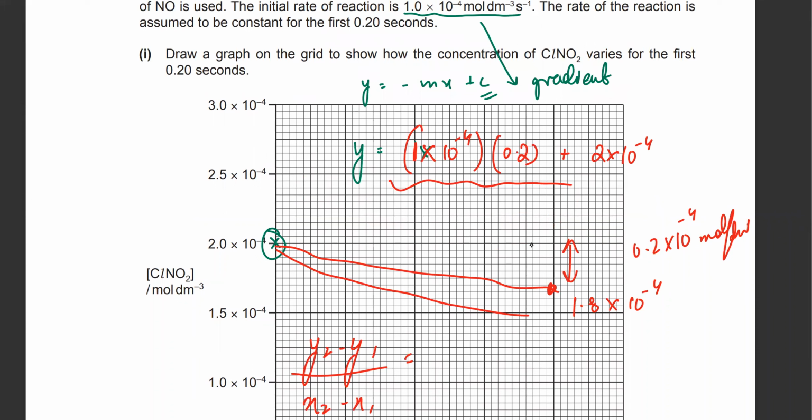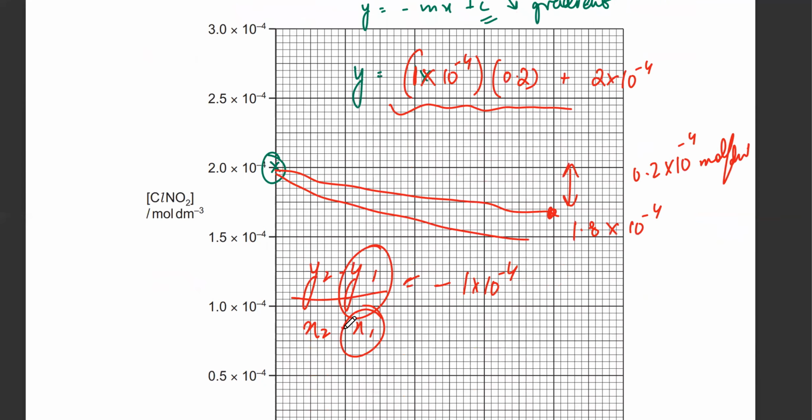That's a gradient, right? And it's going to be minus 1 times 10 power minus 4, right? And you have y1 and x1, that's the first point. And you have x2 as well, because he told us the time. The only thing missing was the y-axis, so you're going to find that. So you're going to get the same expression over here. Is this clear?